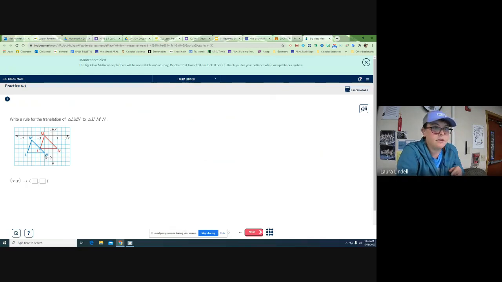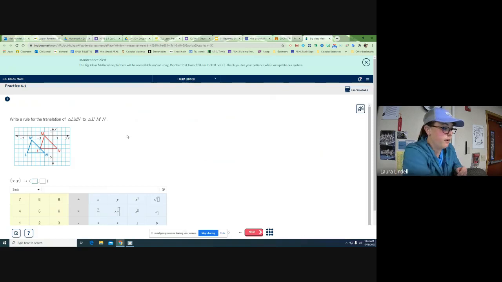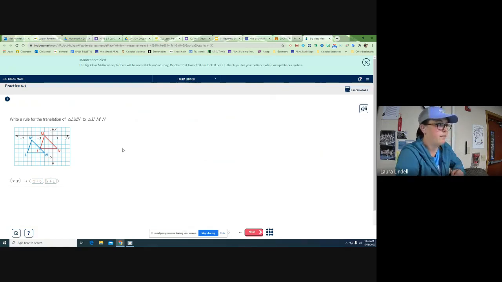Okay. So what I would do in this case is just like what we had just done on the paper. We're going to count how many do I have to go over, how many do I have to go up to go from this blue shape, LMN, to this red shape, L'M'N'. So I have to go to the right, if I'm starting at N to get to N prime. 1, 2, 3 to the right, and up 1. So that means down here, when I'm typing my instructions, we go x plus 3 because it was 3 to the right, and y plus 1 since it was up 1.